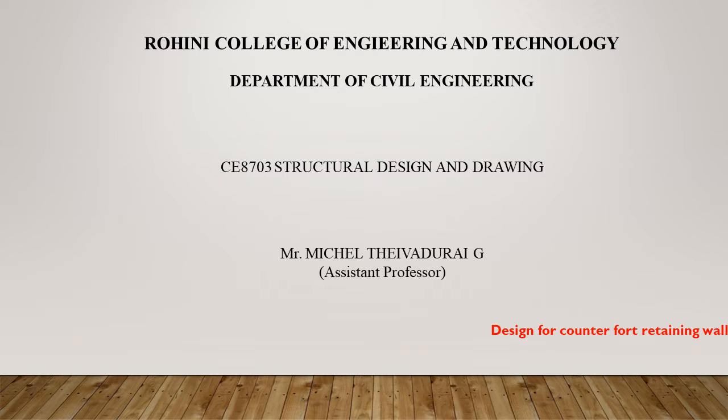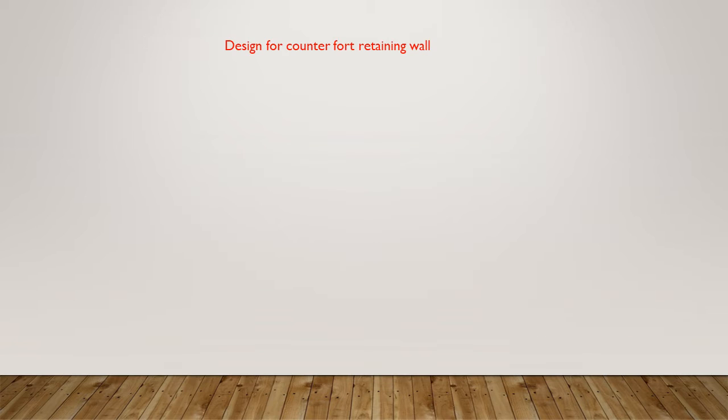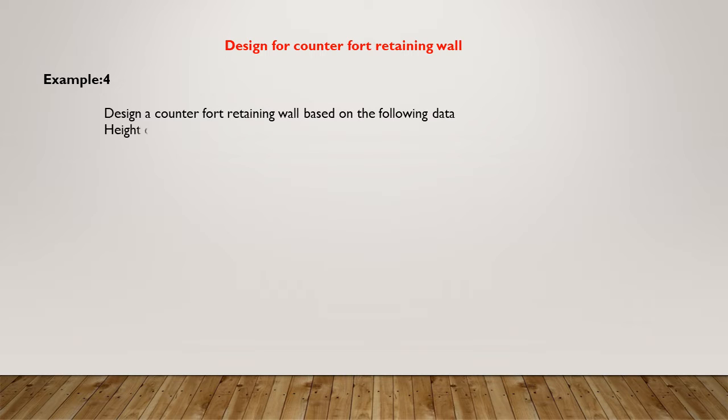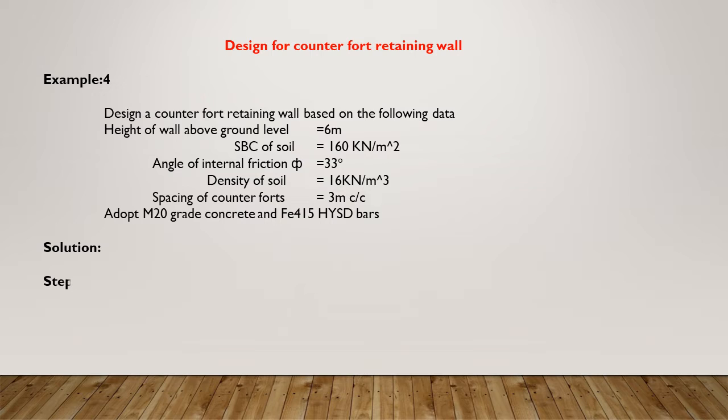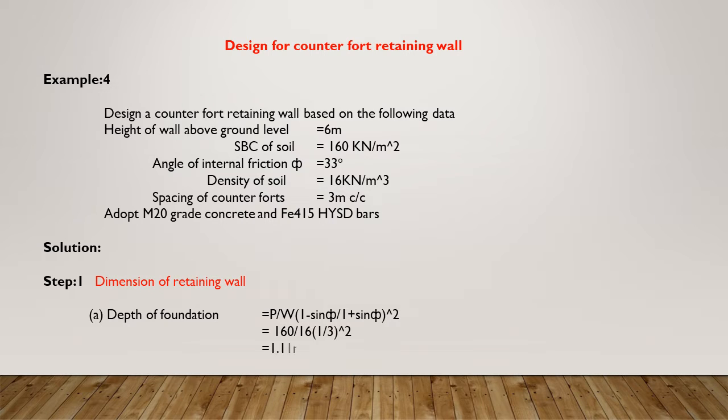So now we can see about the design for counterfort retaining wall. Example: design a counterfort retaining wall based on the following data. Height of wall above the ground level is 6 meter. Then SBC of soil. SBC is nothing but safe bearing capacity of soil, 160 kilonewton per meter square.